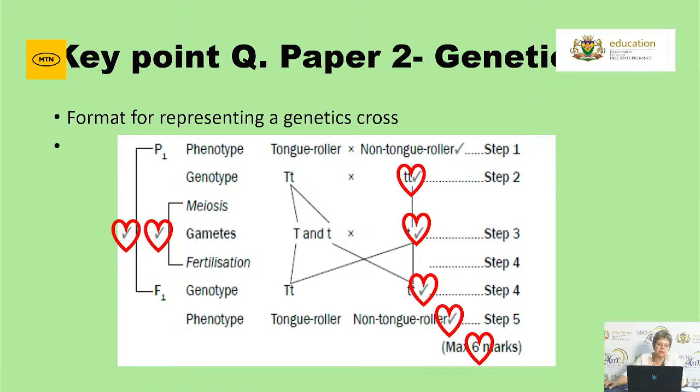So in this case, we have tongue rollers and non-tongue rollers. Sometimes they use flowers. We cannot say pink, or for example, red crosses with white. We must say a red flower crosses with a white flower. That is very important. So look at the allocation of marks, and then the position of meiosis and fertilization is also very important. They must be in the right position for one mark to be allocated in that situation.